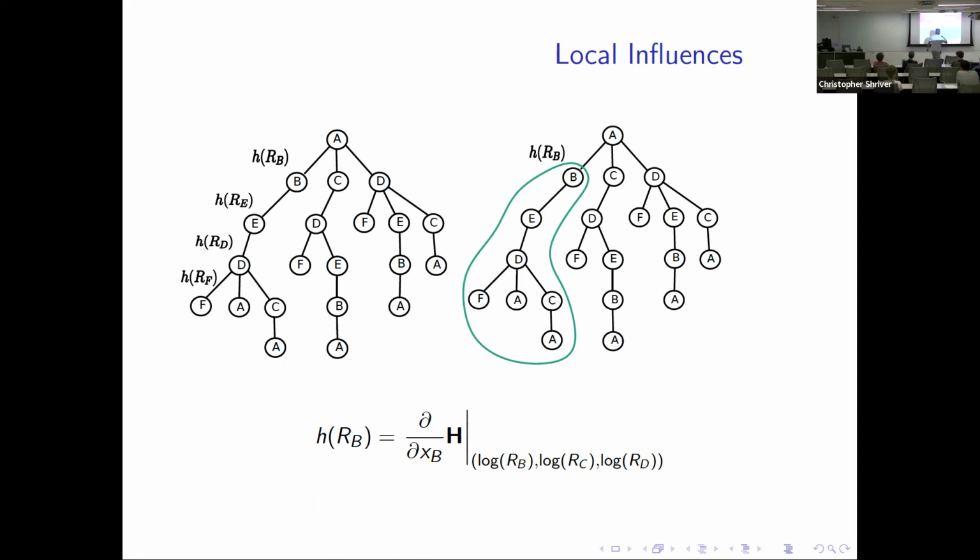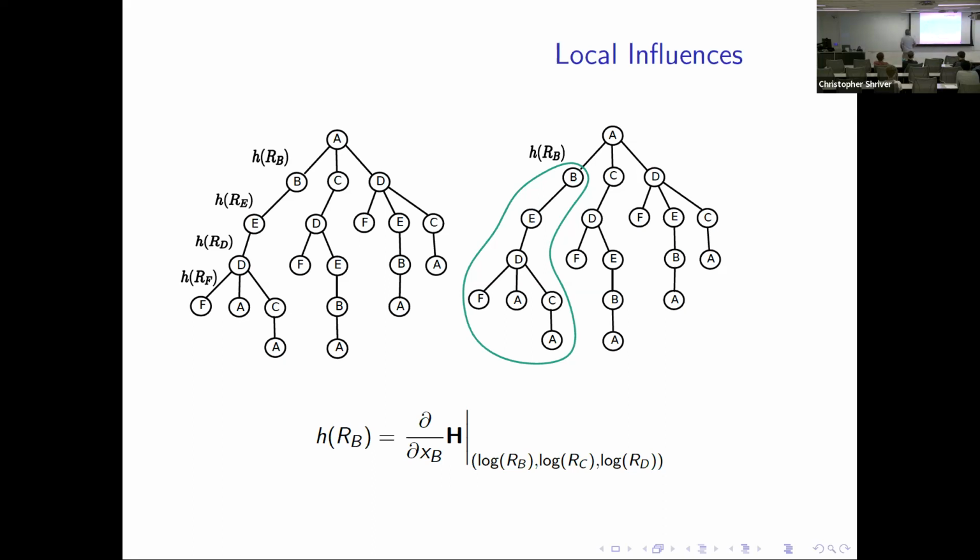Suppose I'm at the tree and I want to see the influence of vertex A on vertex F in the tree. For each vertex on the path, B, E, D, I can find quantities H of R_B, H of R_E, H of R_D. R_B is the ratio of the marginals, so this is a function of the ratio of the marginals here in the subtree. H is some partial derivative of H, nothing more than that. If I have these quantities, the influence of A on F is basically the product of these.